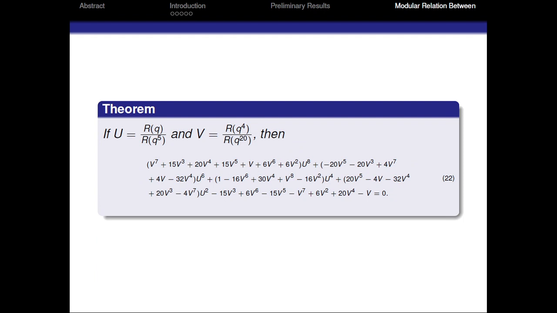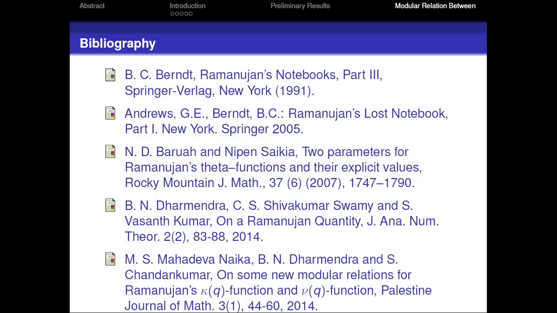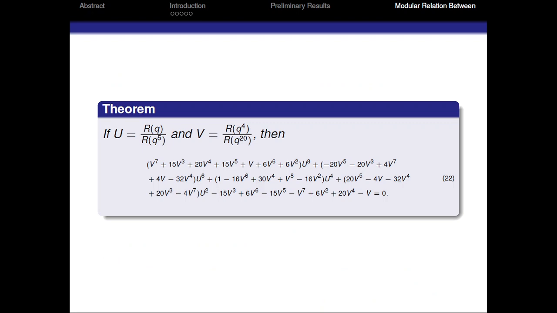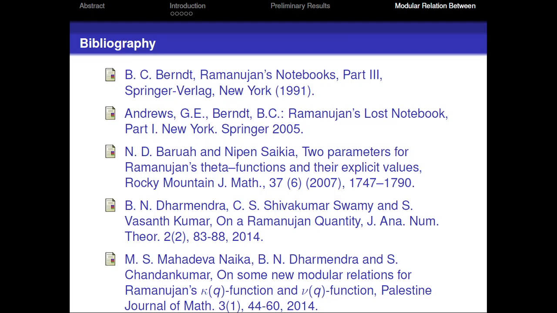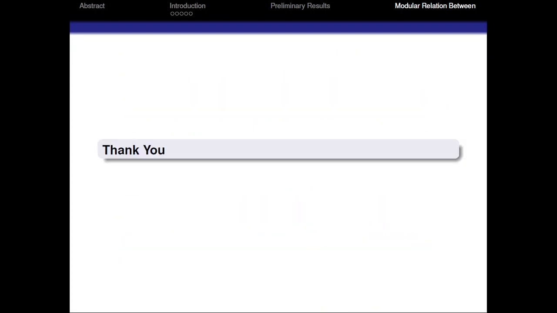Again, one more theorem. If u is equal to r of q divided by r of q power 5 and v is equal to r of q power 4 divided by r of q power 20, then we get the form where these values become 0, equation 22. Now these are the completed results that are as follows. Thank you.